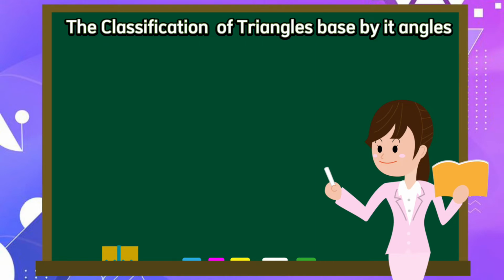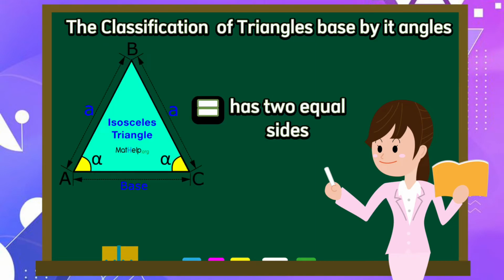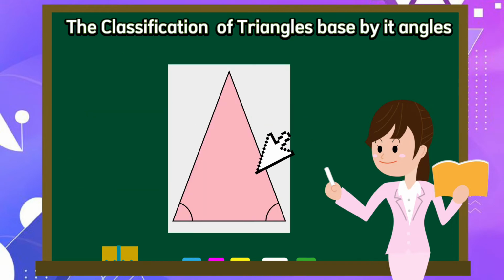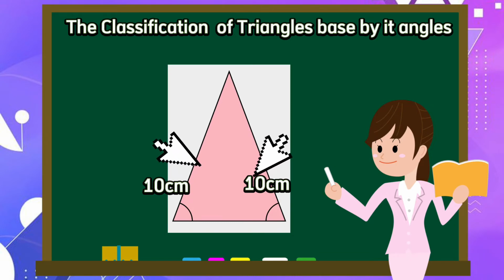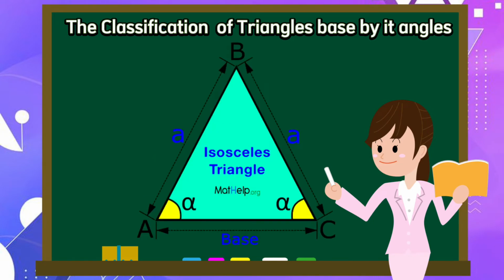Next, we have the isosceles triangle. In an isosceles triangle, two sides have equal length. For example, if this one is 10 centimeters, this one is also 10 centimeters because an isosceles triangle has two equal sides. If two sides are equal, that is called an isosceles triangle.